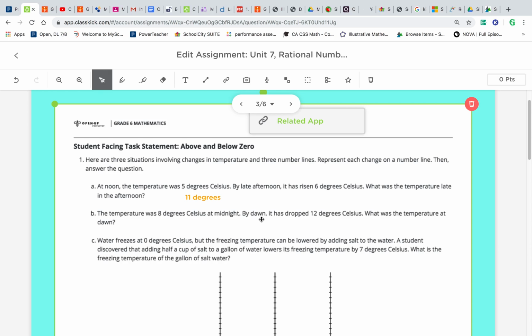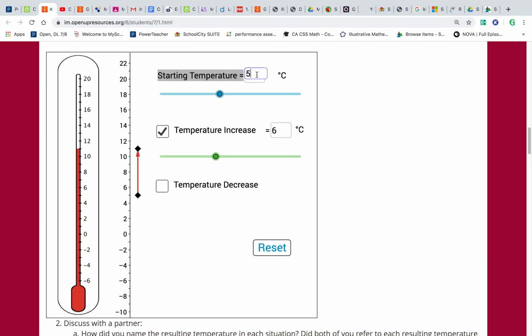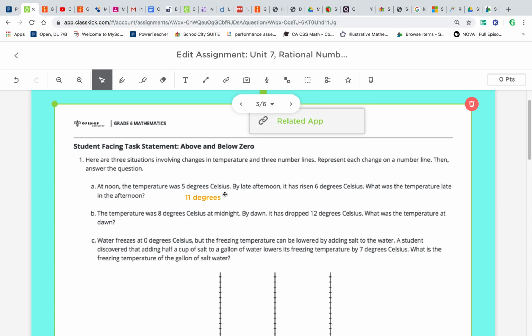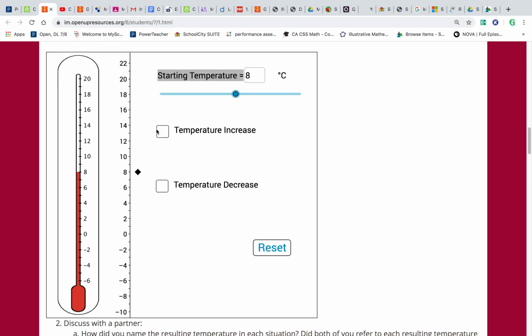So let's take a look here. Starting temperature is 8. Let me actually reset everything here. I think I got it thrown off. So we make it 8. There we go. Now it's at 8. And then it says that it dropped 12 degrees. So that means it decreased by 12. Well, let's see what that looks like. Decreased by 12. Look at this.